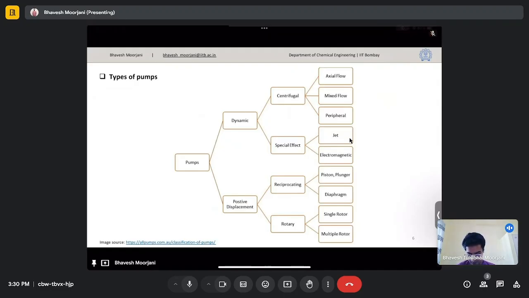You can see the main classifications are positive displacement and dynamic pumps, and then further classifications can be provided. There are also special effect pumps, which use the concept of electromagnetism or jets to convert kinetic energy into pressure energy.